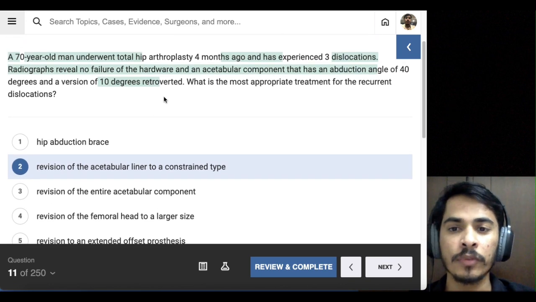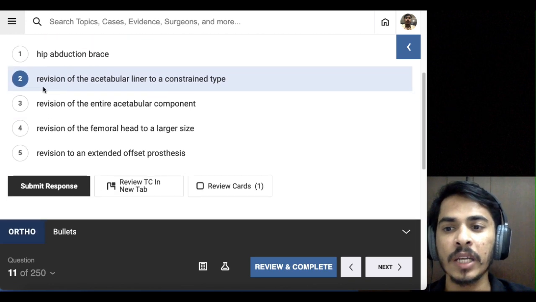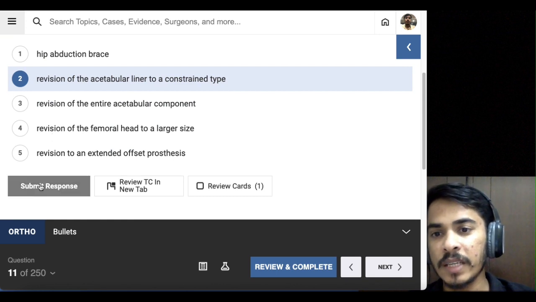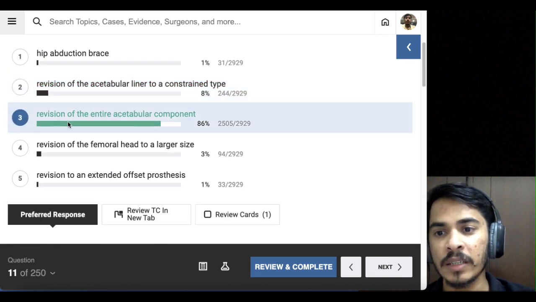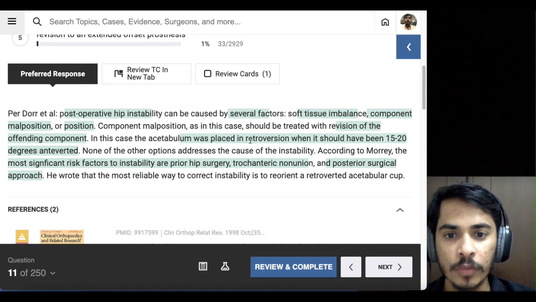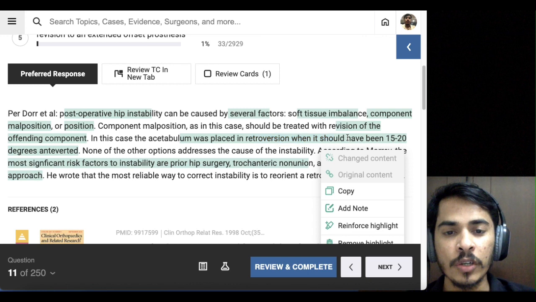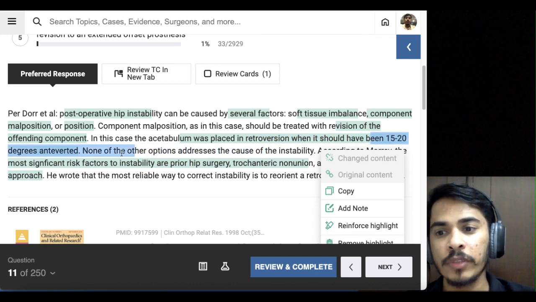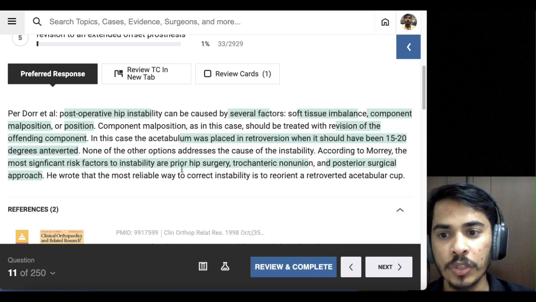So as the acetabular component is retroverted, we definitely have to revise the entire acetabular component. Retroversion is not acceptable. The acceptable position is 5 to 20 degrees anteverted.